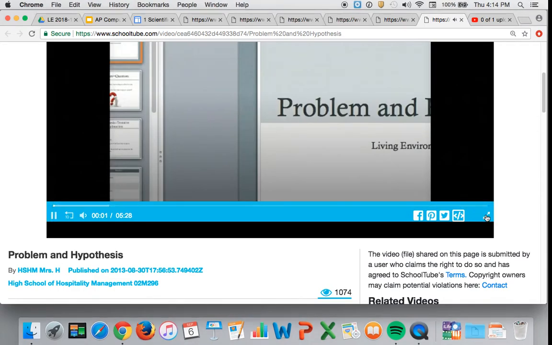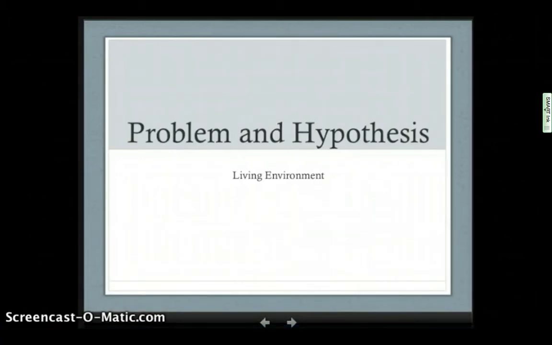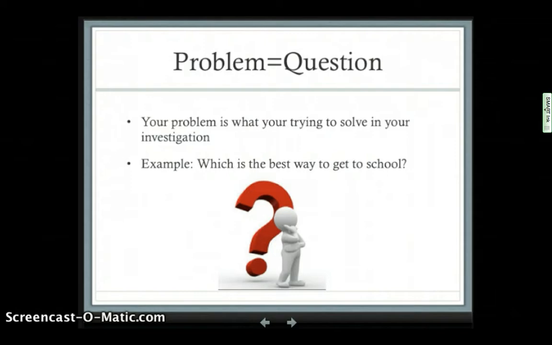In this lecture, we're going to be talking about both the problem and hypothesis of an experiment. So in science, again, we try to answer questions or make observations of the natural world. And we do this by identifying problems or questions. So your problem is what you're trying to solve in your investigation. So again, going back to the example in the prior lecture, which is the best way to get to school could be a potential problem that you might be investigating.